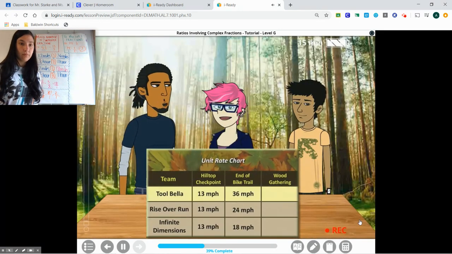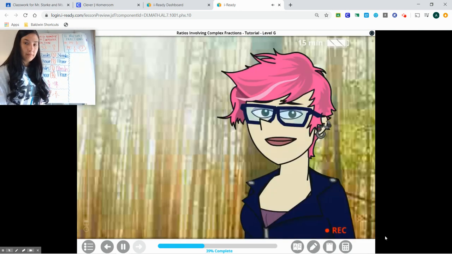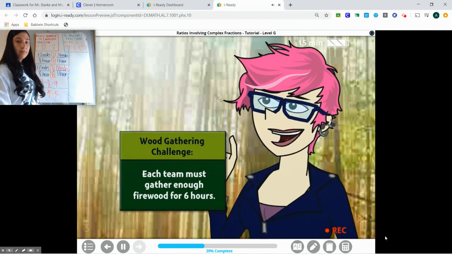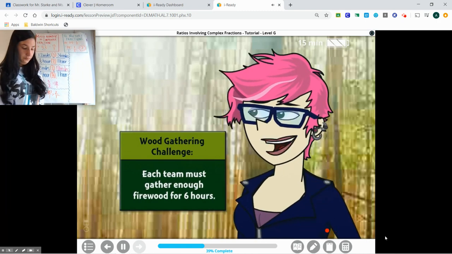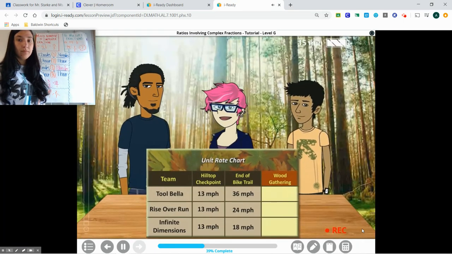Tool Bella is in the lead after that speedy downhill trip. Yep. And now they are on to a different kind of challenge, the wood gathering challenge. Each team must gather enough firewood to last 6 hours. They are not going to be camping today, but in a survival situation, keeping warm is critical. So let's see what kind of gathering skills each team has brought with them today.